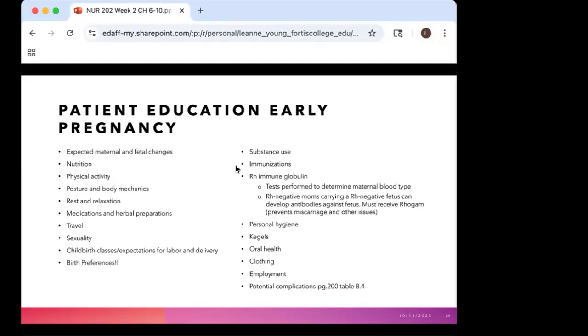Comfortable clothing, educating them about their job. If there's any lifting restrictions that they're under for some reason, like if they're having some early spotting and the OBGYN doesn't want them lifting more than 10 pounds or something like that, making sure that they're aware of that if their job doesn't require this. And then any potential complications to educate a patient on and talk them through. Page 200 has that table that goes through most of those things for you guys.